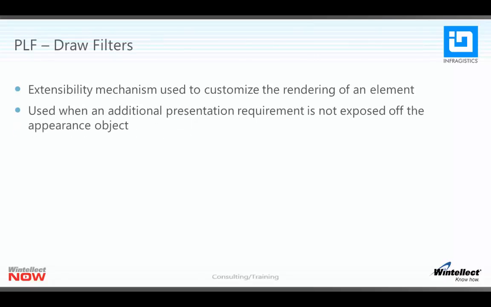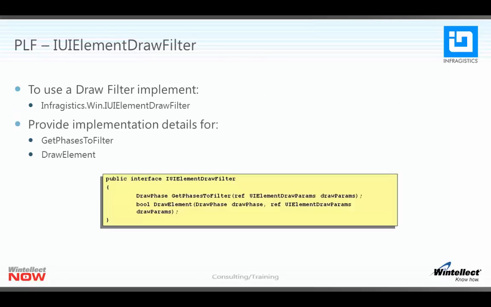A draw filter is one of the extensibility mechanisms that you gain from the PLF that is used to customize the rendering of an element when an additional presentation requirement is not exposed off of the appearance object. To use a draw filter, you must implement the IUIElementDrawFilter interface. The interface exposes 2 methods: GetPhasesToFilter and DrawElement, which you must provide the implementation details for.